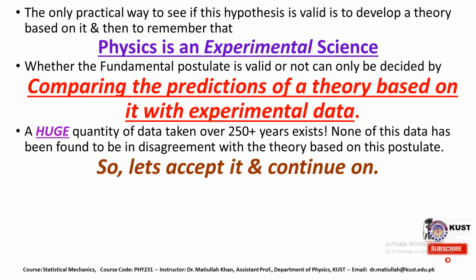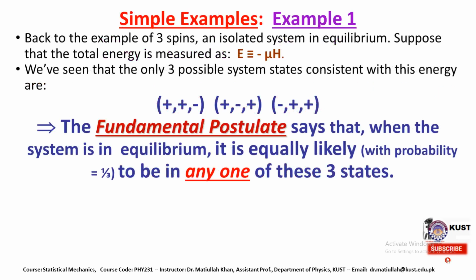The only practical way to see if this hypothesis is valid is to develop a theory based on it, and then compare the predictions of the theory with experimental data. For this, a huge quantity of data taken over 250 years exists. It is a bit complicated, comparing the theoretical ideas with the experimental values, but it becomes useful for the justification and understanding of these systems.